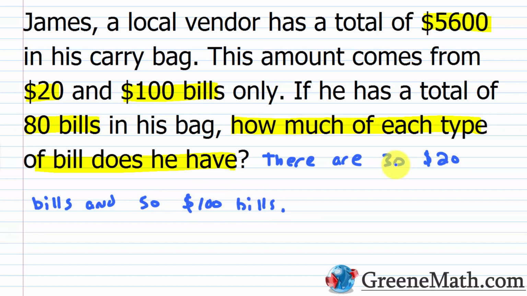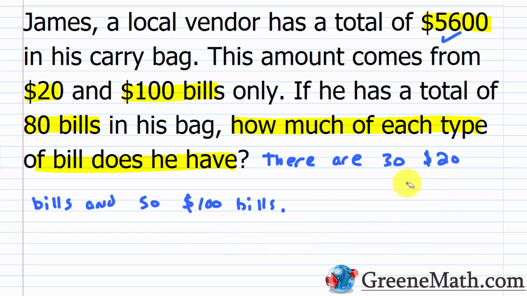You'd want to make sure the value works out. So 30 times 20 is 600, so the value from the 20s is 600. And then 50 times 100 is 5,000, so the value from the $100 bills is 5,000. 5,000 plus 600 is 5,600, so you're good to go there.